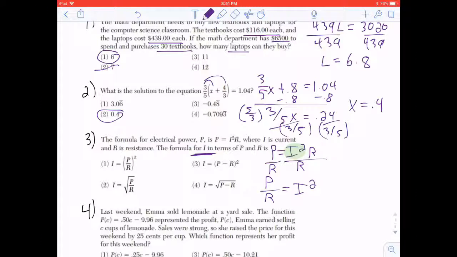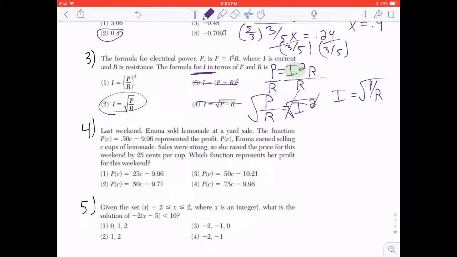Look at your answer choices. The only two answer choices that have P divided by R are choices 1 and 2. In order to undo a term that's being squared, we have to square root both sides, canceling out the squared with the square root, leaving you with I equals the square root of P divided by R, choice number 2.